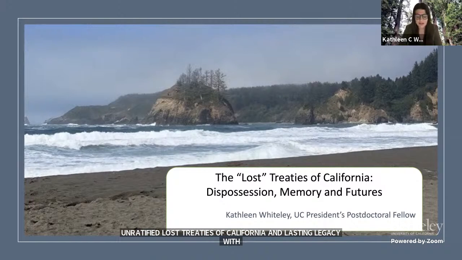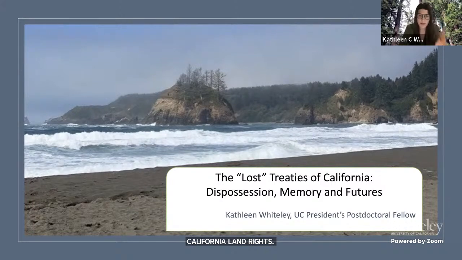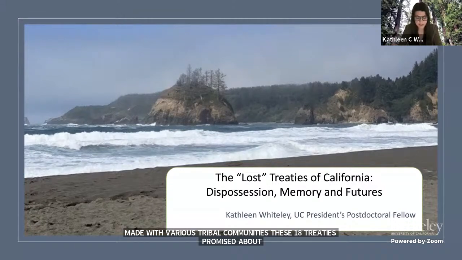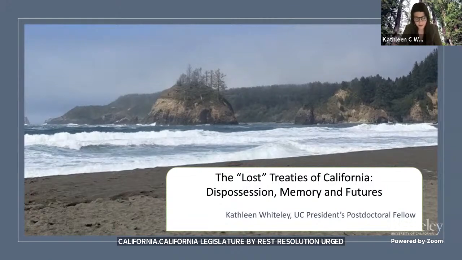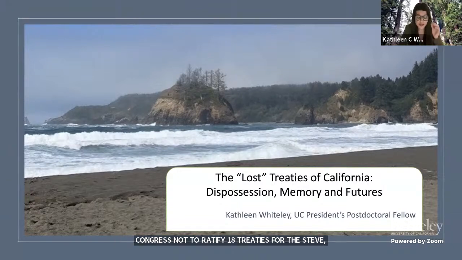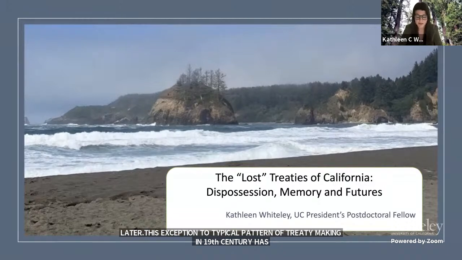Made with various tribal communities, these 18 treaties promised about 7.5% of the total acreage of California. The California legislature, by resolution, urged Congress not to ratify the 18 treaties for the state. Governor Peter Burnett reasoned that the land reserved for the use of Indians was worth not less than $100 million. Certainly a far cry from the 5 million California Indians eventually won through a lawsuit 100 years later. This exception to the typical pattern of treaty making in the 19th century has had a powerful role in shaping Indigenous peoples' relationship with the federal government ever since.